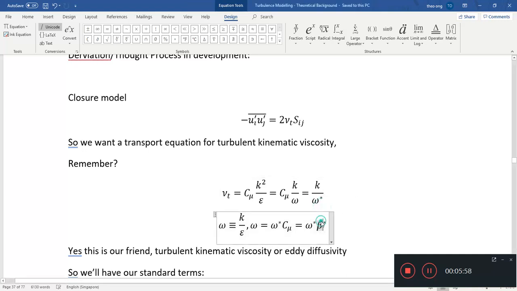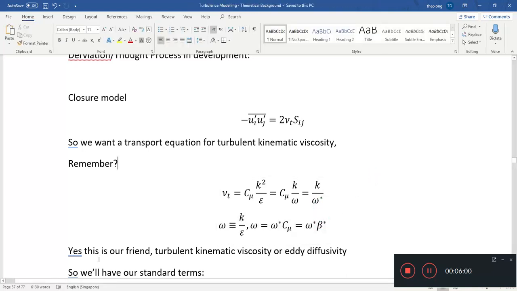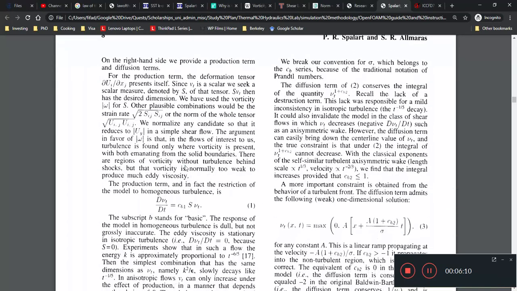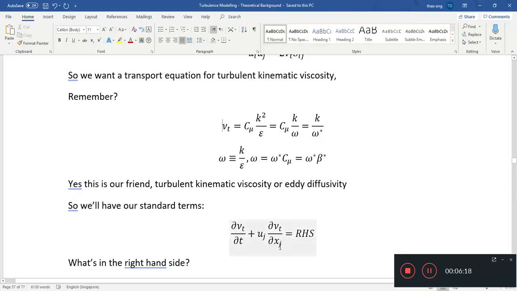So that is how we define it. So this is our friend, turbulent kinematic viscosity, otherwise known as diffusivity. To construct the equation, we look at this. We always have our first terms, this D, the substantial derivative, D nu_t over Dt. So this is the substantial derivative.